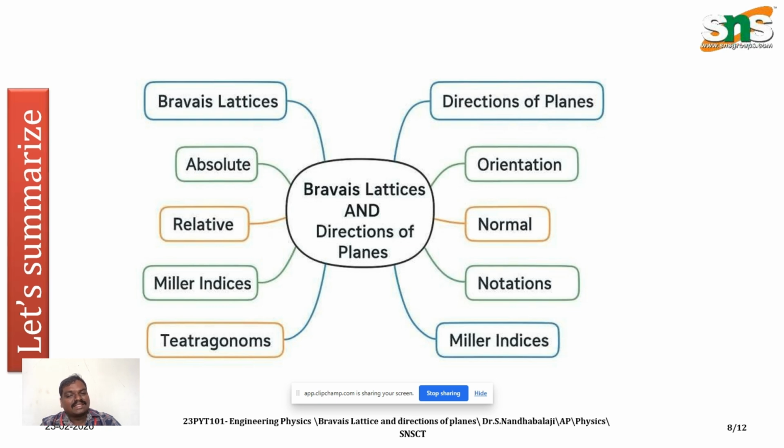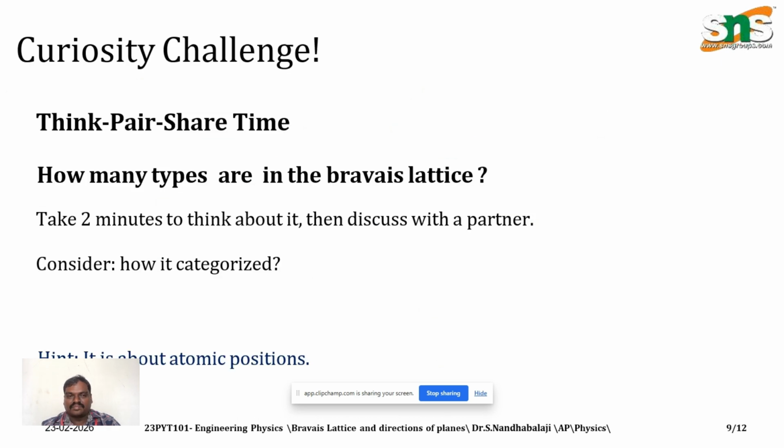In this practice, the lattice and the directions of planes play different roles. For directions and planes, there are orientations, normal projections, notations, and Miller indices. And the Bravais lattice relates to another type and Miller indices. And out of curiosity, how many types of Bravais lattice are there?